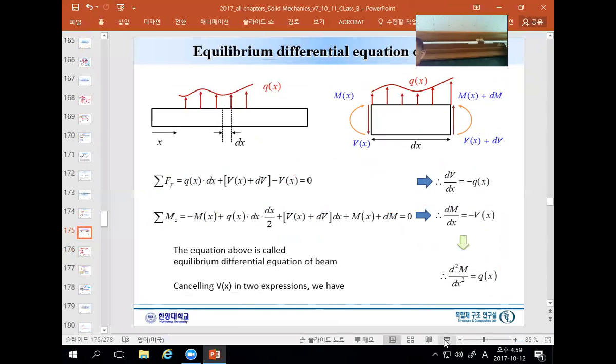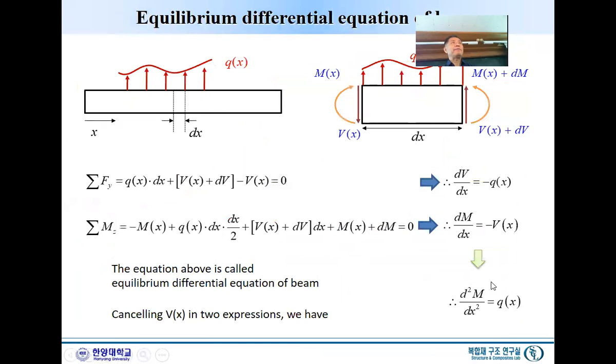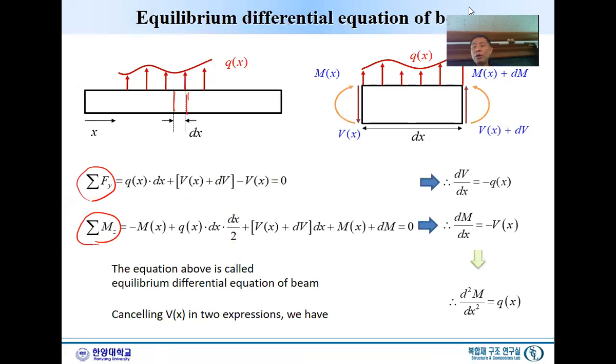These two equilibrium, I will combine them. Remember, chapter 11 is all about beam equilibrium. We have two equilibrium. One is the y-directional force equilibrium, and second is the z-directional moment equilibrium. Now, you have a certain small region where we have a distributed load, and on the left-hand side, we have a moment, and the right-hand side, moment and shear force, but there will be some increment.